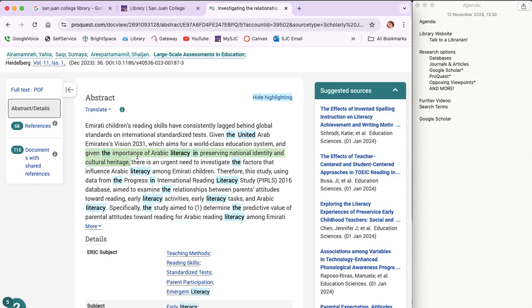That's a super interesting idea of not just reading. Remember, we saw financial literacy, information literacy. We saw all these different kinds of literacy. This is about the literacy of preserving our identity and heritage.